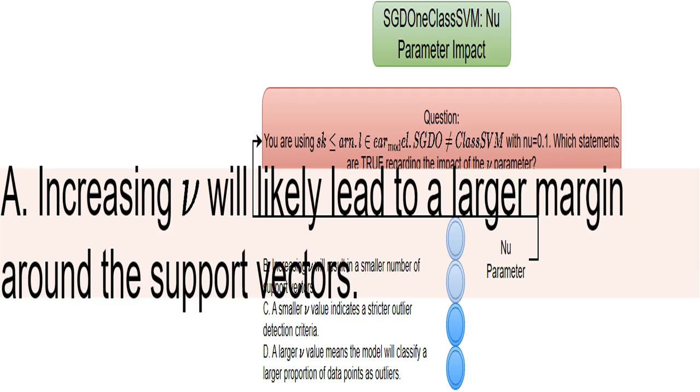A smaller nu means you're telling the model that you expect only a tiny fraction of the data points to be outliers. Because of this, the model will use a stricter threshold. It will only classify as an outlier a data point that is quite distant from the cluster of normal data points, making the outlier detection stricter.